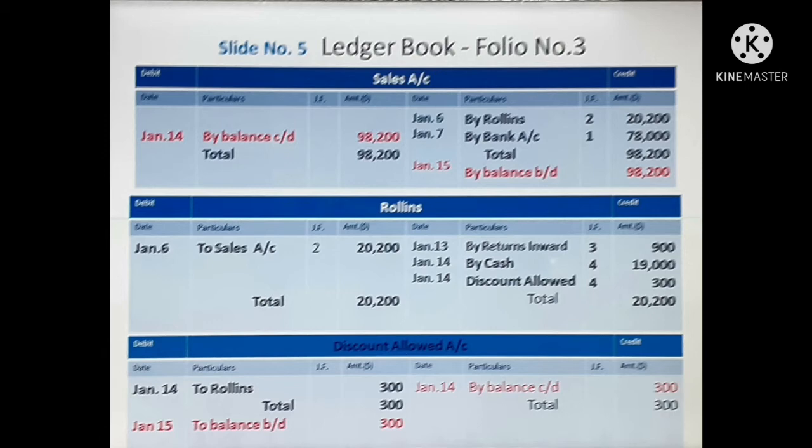Next is discount allowed account. In discount allowed account, it's a loss again. Postings on the debit side can only come. January 14 to Rollins 300. Only that. Balance is the same amount. January 14 by balance carried down 300. So it is brought down to the debit side, January 15 to balance brought down 300. Discount allowed account has a debit balance.